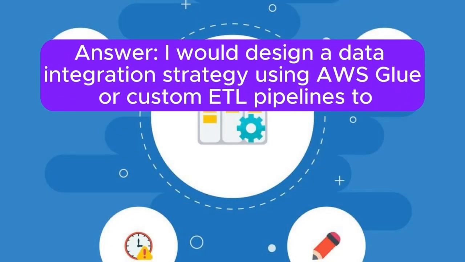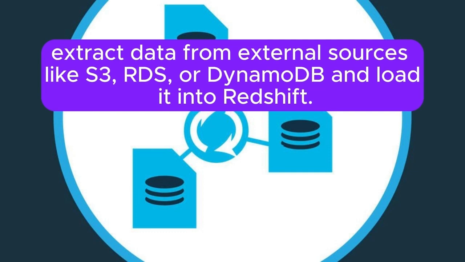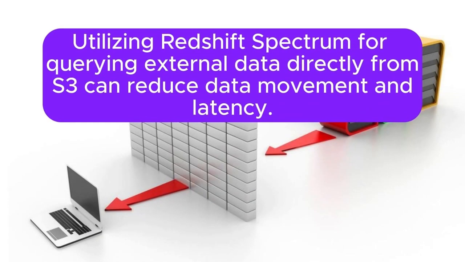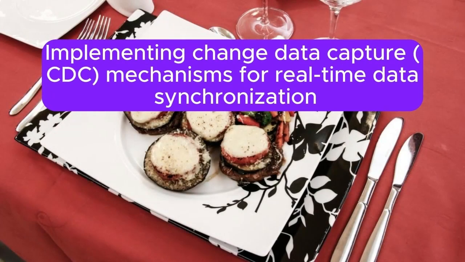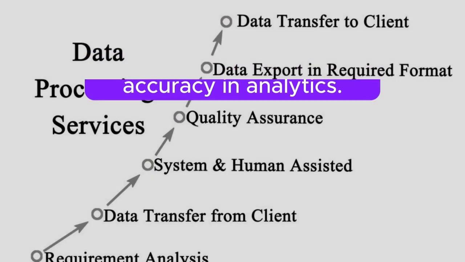Answer: I would design a data integration strategy using AWS Glue or custom ETL pipelines to extract data from external sources like S3, RDS, or DynamoDB and load it into Redshift. Utilizing Redshift Spectrum for querying external data directly from S3 can reduce data movement and latency. Implementing change data capture (CDC) mechanisms for real-time data synchronization ensures data freshness and accuracy in analytics.